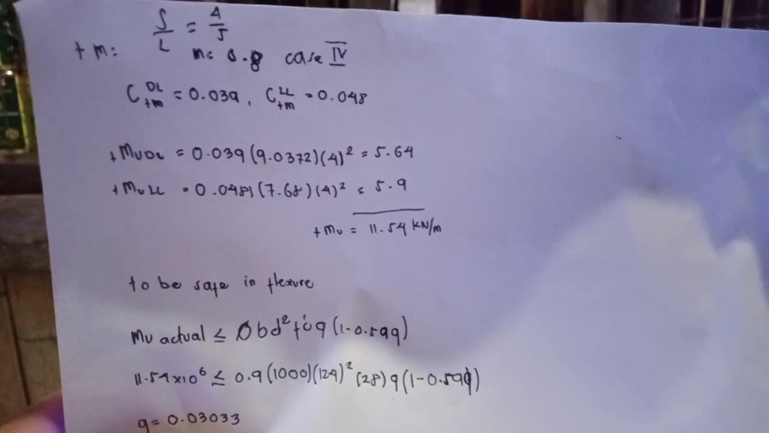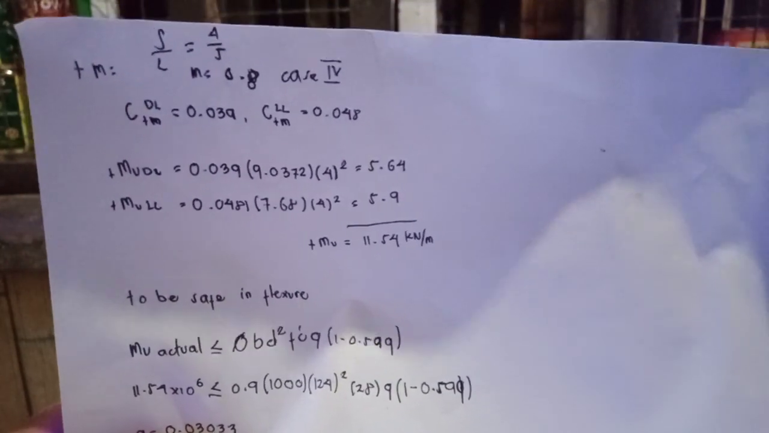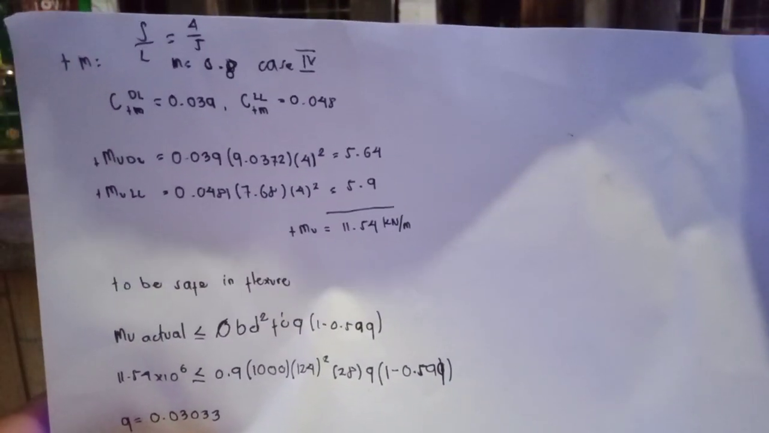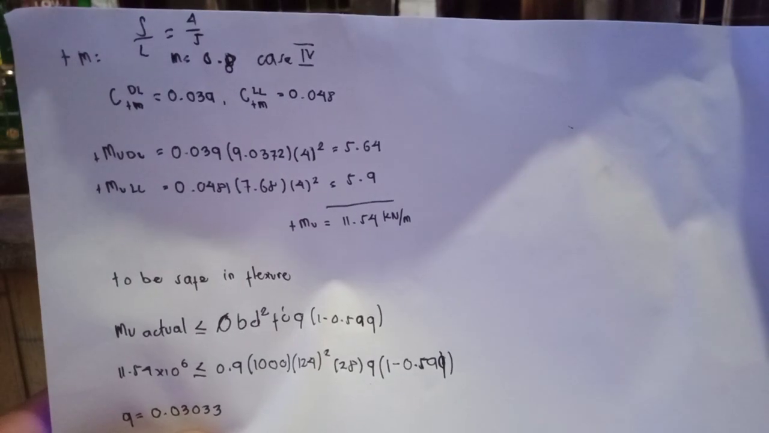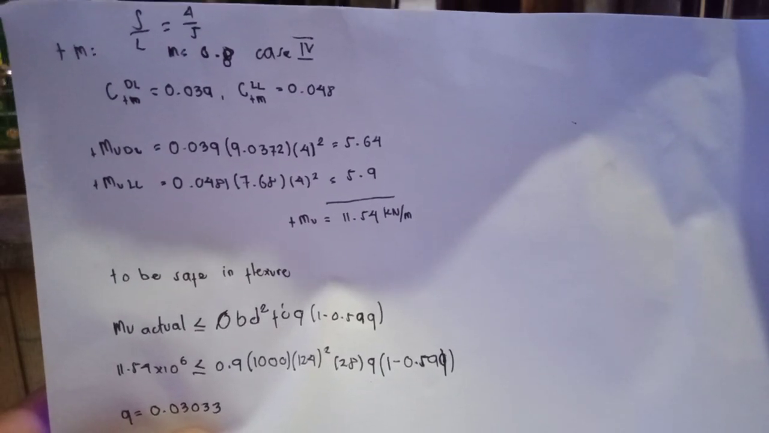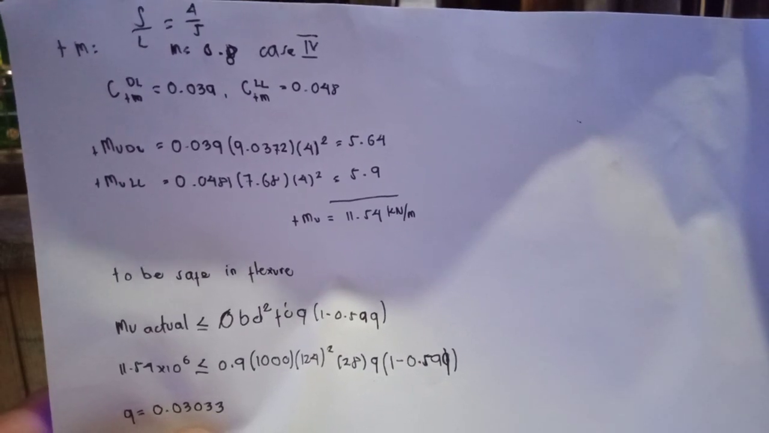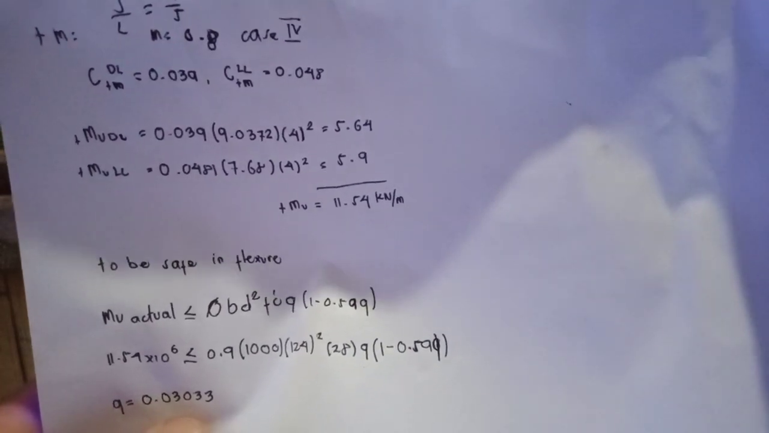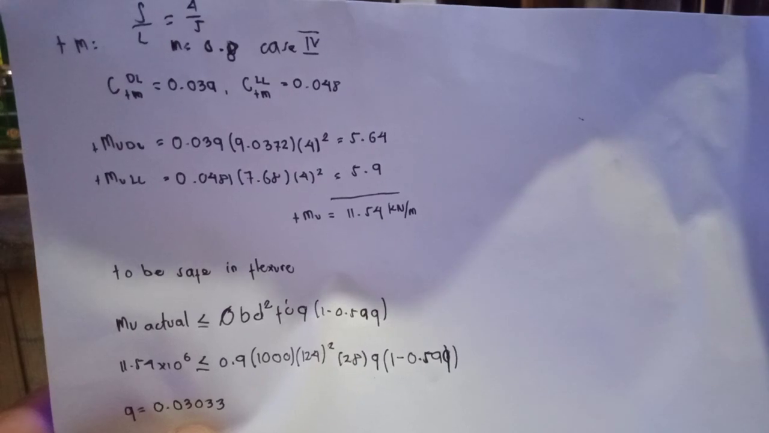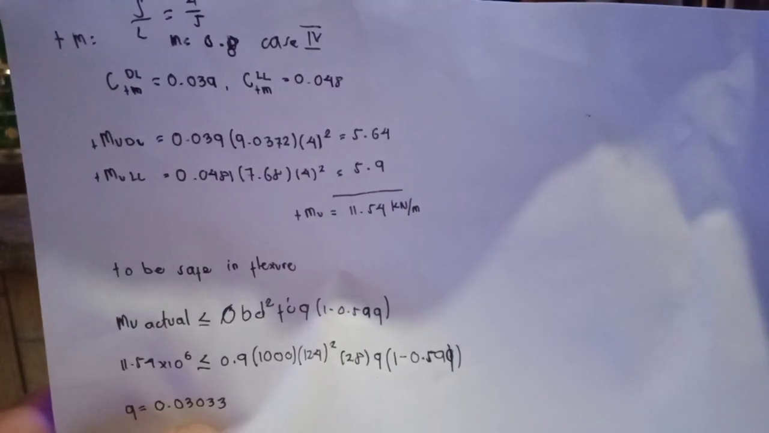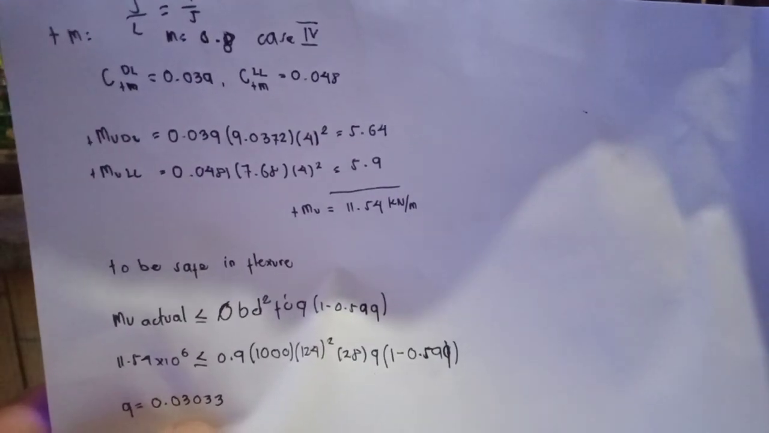So in the table we can see case number 4. For the dead load in case number 4, the coefficient is 0.039, and for the live load it is 0.048.